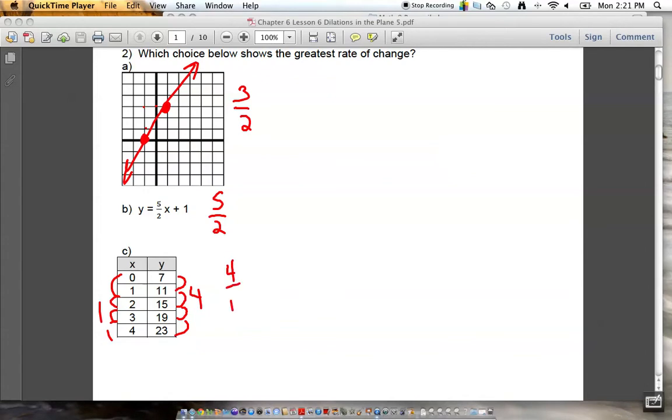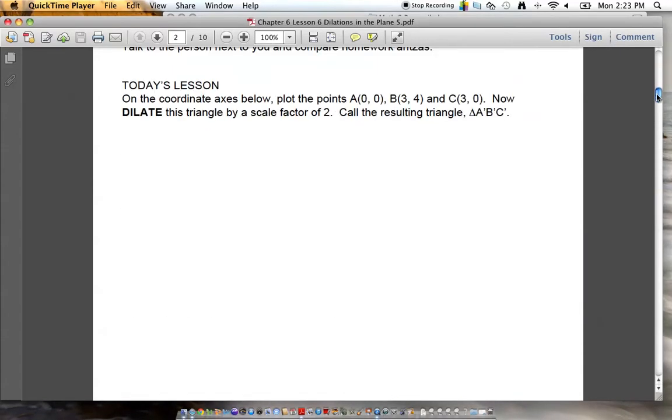4 over 1. Which is bigger, 3 over 2, 5 over 2, or 4 over 1? 4 over 1. Not even close. Well, the easiest way to do it is to use your calculator. Everybody do 3 divided by 2. What is 3 divided by 2? 1.5. Let's do 5 divided by 2. 2.5. So far B is biggest. Let's do 4 divided by 1. 4. What's the biggest one? 4. So the greatest rate of change is C. Does that make sense, everybody? Yeah. Okay.